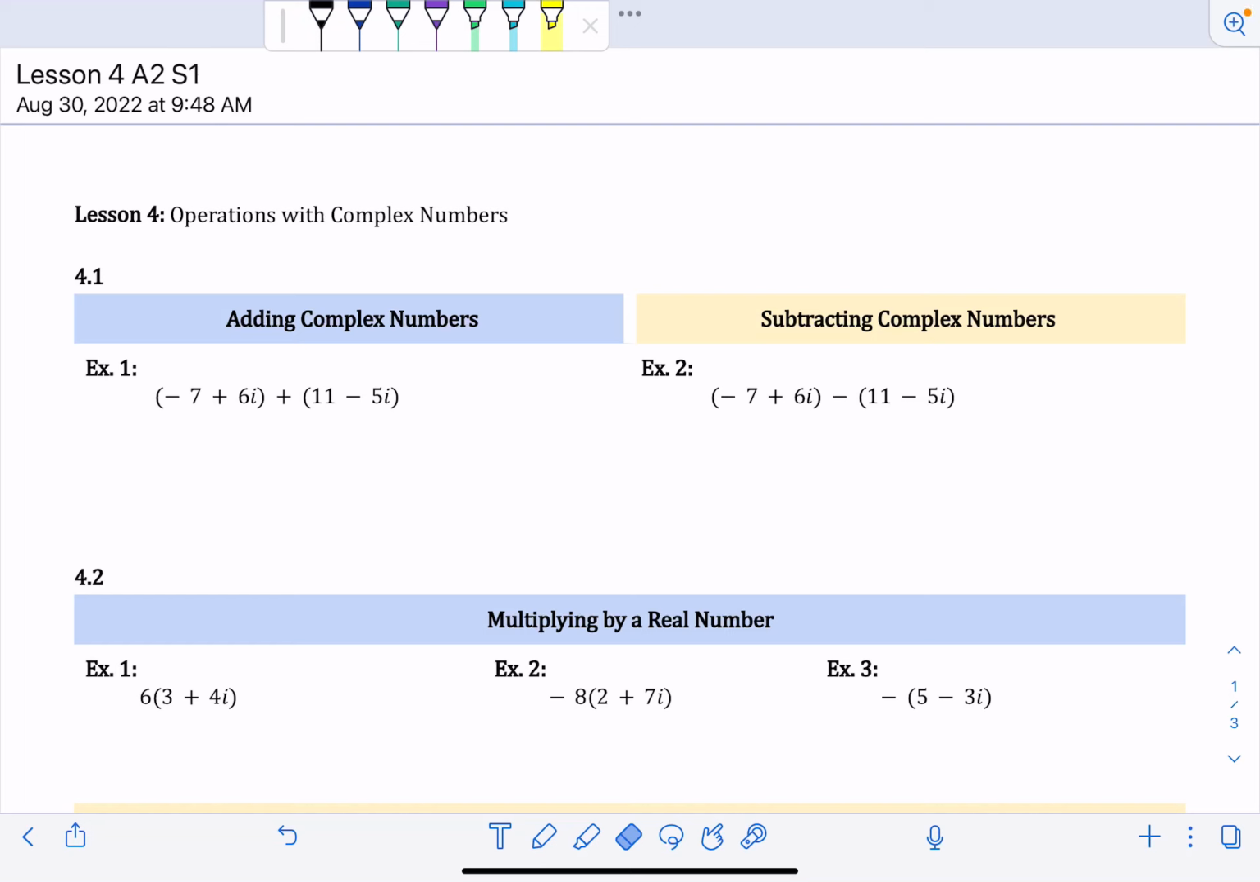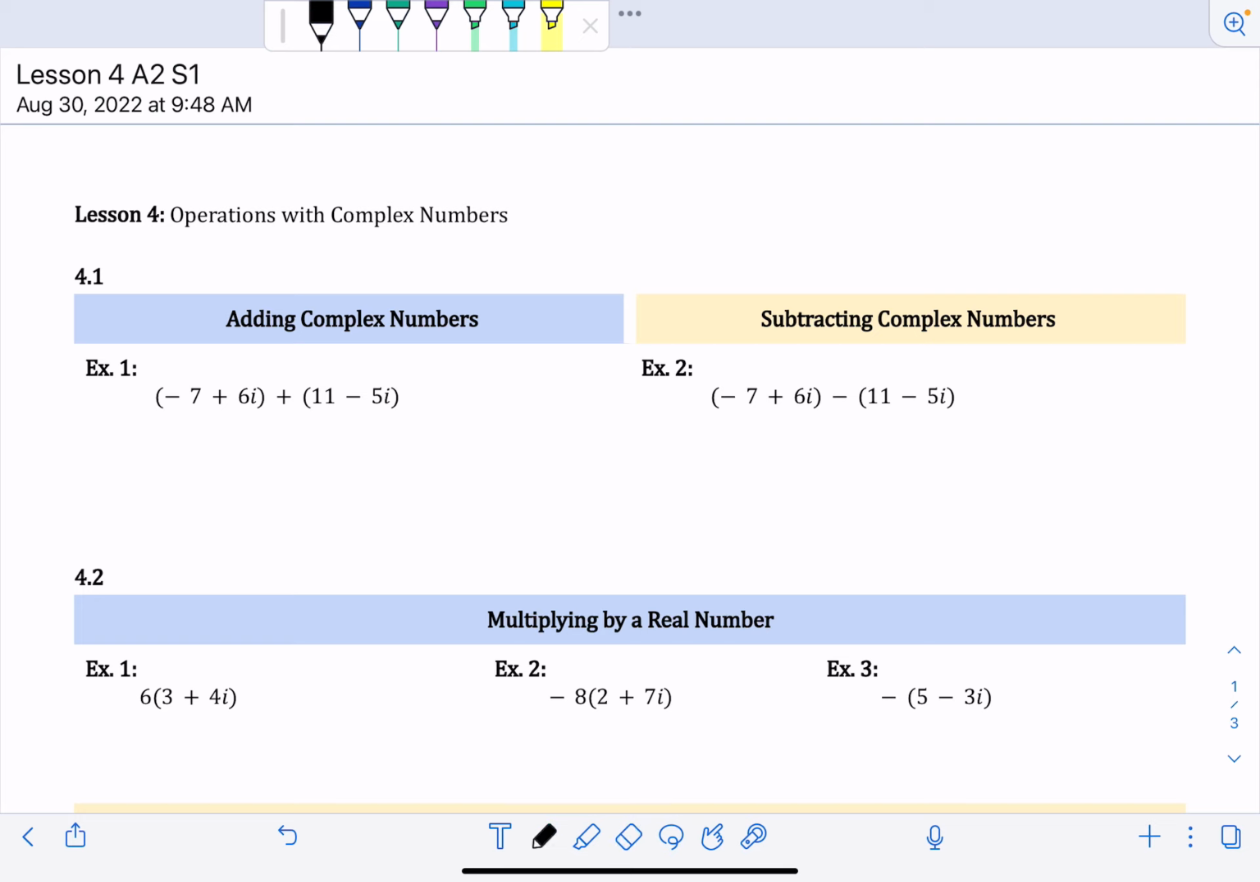Lesson 4 is operations with complex numbers. We learned about complex numbers in lesson 3, but they are usually numbers that involve the imaginary unit i. Up at the top, section 4.1, this goes along with the 4.1 workbook. It is adding and subtracting complex numbers, which is a lot like combining like terms, where you have to look at what the matching variables are.